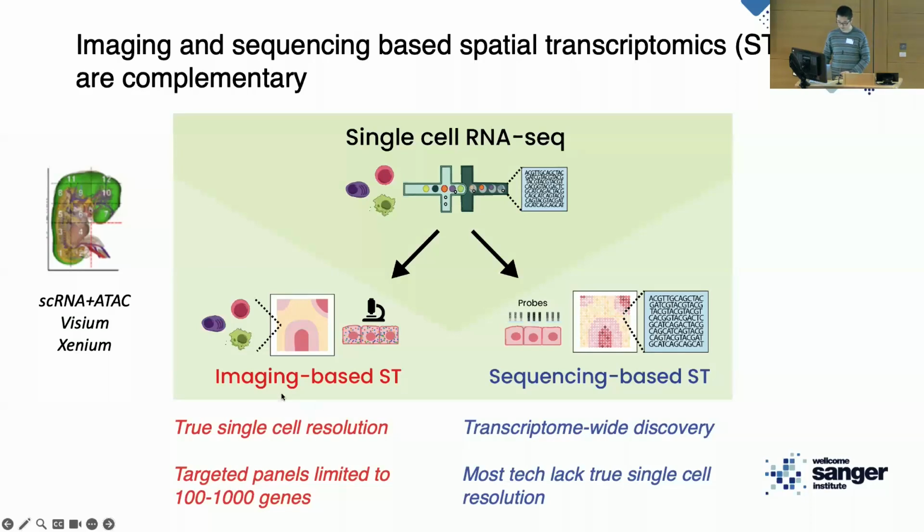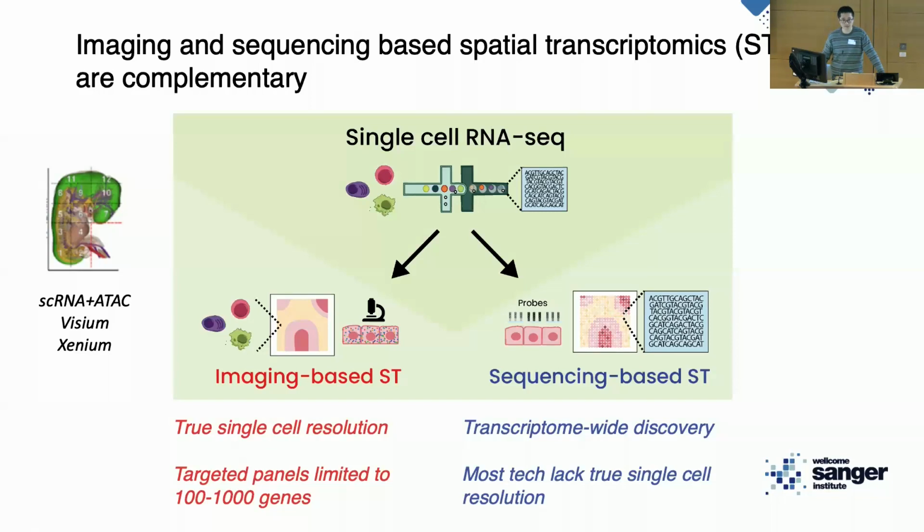But they still have their own shortcomings. For example, with the image-based ST, you can have true single-cell resolution because you can do single-cell segmentation, but you are limited to 100 to 1,000 genes per cell because of the constraint of the technique. But if you look at the sequencing-based ST, you can have whole transcriptome-wide profiling, but the resolution is limited by the size of the Visium spots, for example, in this case.